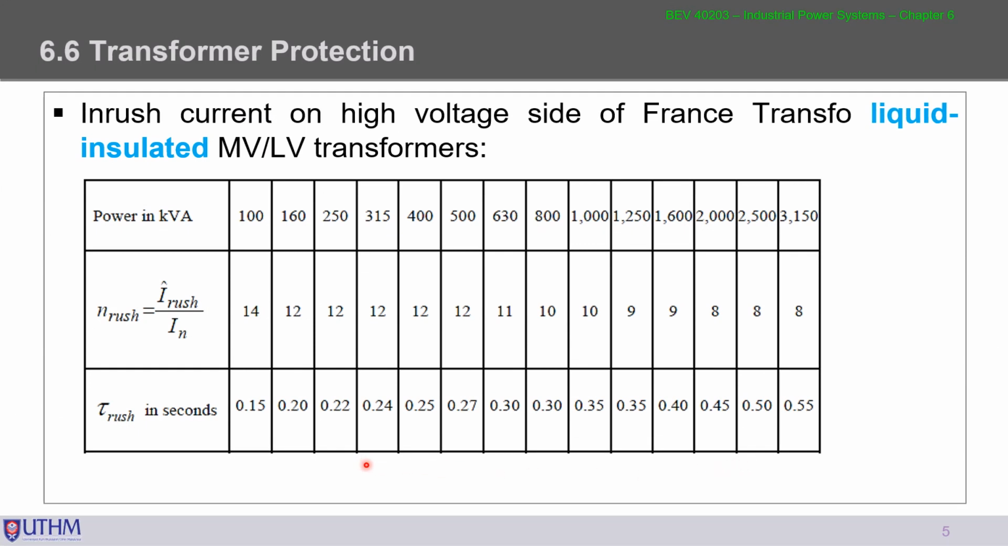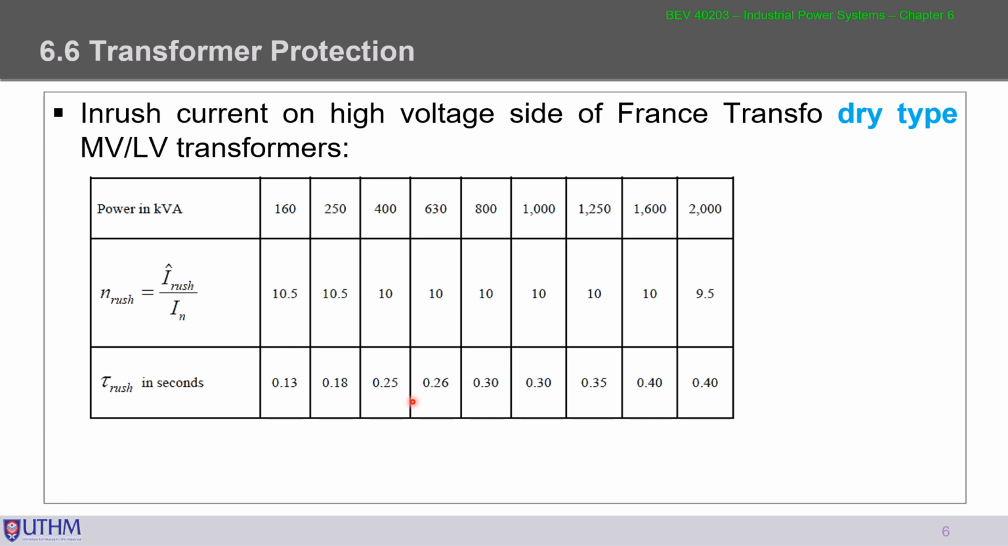The table shown here is the inrush current on the high voltage side of a liquid insulated transformer. This is the power in kVA of the transformer, and the rating increases from 100 to 3150, and this is the ratio of the inrush current to the nominal. We can see the value decreases. So as a conclusion, for liquid insulated transformers the ratio decreases when the power increases.